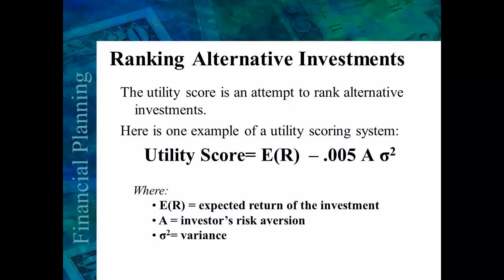The utility score is an attempt to rank alternative investments. Here is one example of a utility scoring system. The utility score equals the expected return minus the product of 0.005 times A times sigma squared, where A is the investor's risk aversion and sigma squared is the variance.